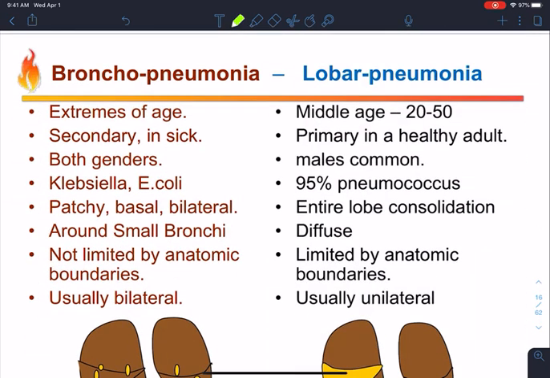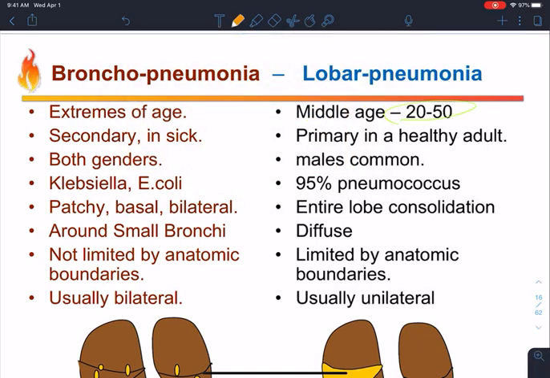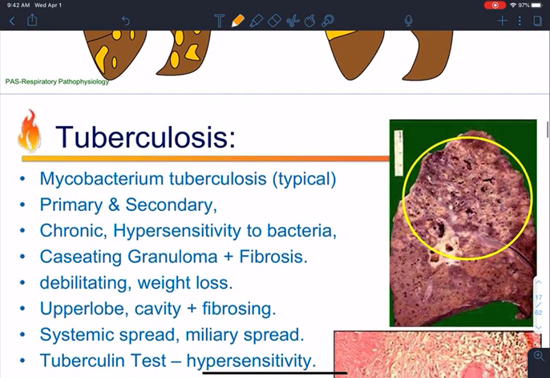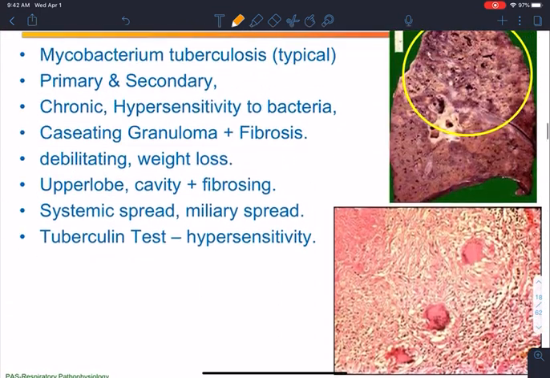So bronchopneumonia, these are some of the differences. Lobar is more common among healthy individuals that have robust immune systems. This is almost always bacterial. This is bacteria. That one, I don't know what the Klebsiella is, to be honest. But different types of pneumonia. Tuberculosis, I am probably going to skip because I don't want to spend too much time on it.